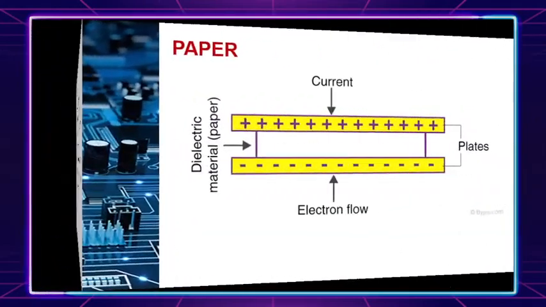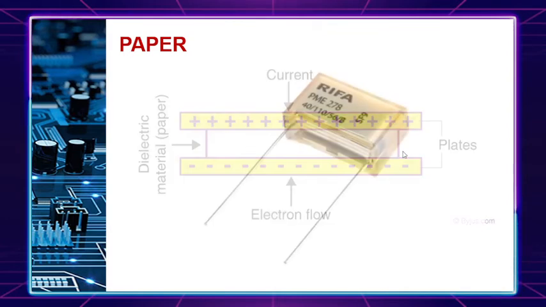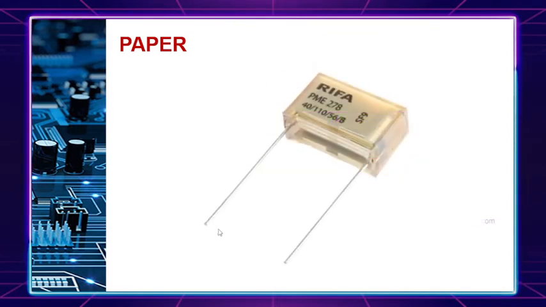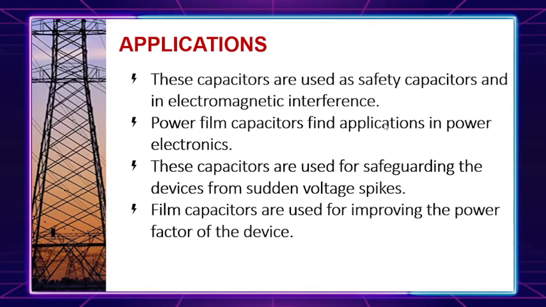Let us see what a paper capacitor looks like. So this is the illustration of a paper capacitor, and this is the paper or the dielectric material. And these are the plates, wherein the dielectric material is in the middle of the two separate plates. So this is an example of a paper capacitor. The applications for this component are also as safety capacitors.